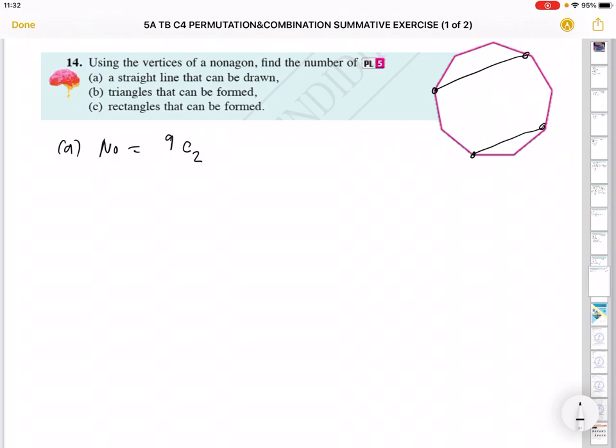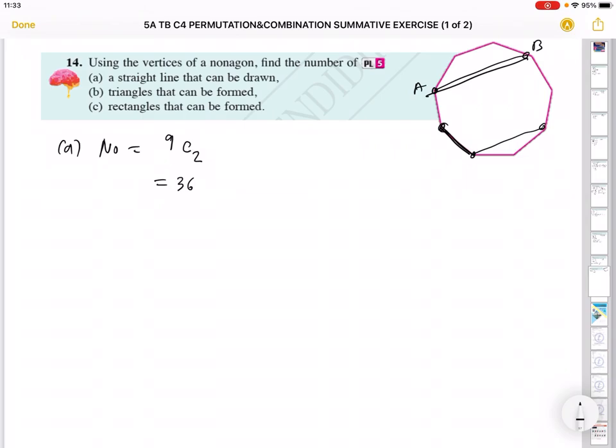So in fact, I can also draw, for example, can I take this and this? Yes. So out of 9, any 2 joined together will be a straight line. Like this is A, I connect with B, B connect with A, it's the same straight line. So you can't use permutation, you have to use combination, because AB is the same as BA.